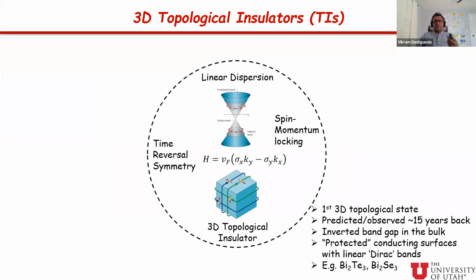So these are, of course, the prototypical 3D topological state of matter. They were predicted and observed for the first time about 15 years back. The general idea is that these are bulk materials that have an inverted gap in the bulk and protected, conducting Dirac-like surfaces. Typical examples are bismuth telluride and bismuth selenide.